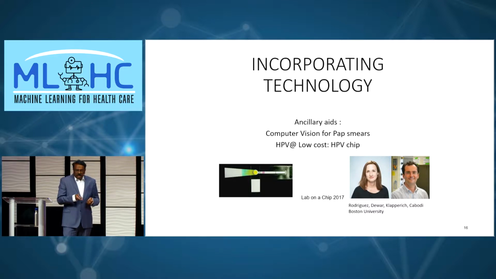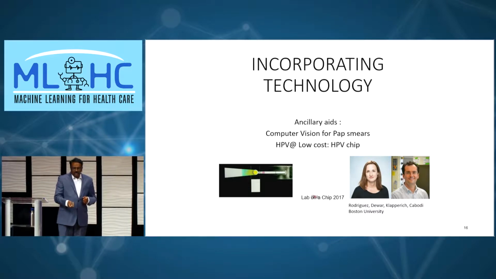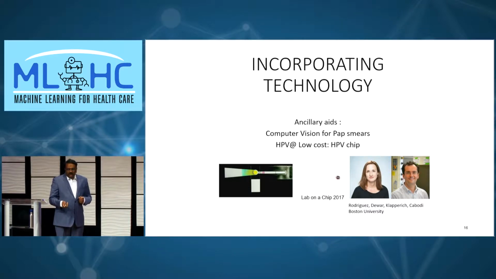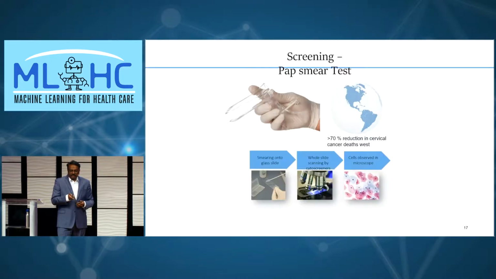By that time, I was really thinking that technology is the solution for the cervical cancer problem in India. Some of the things that we tried to do was have a paper-based chip, about a $2 paper-based chip, to identify HPV genotypes that are linked to high-risk cervical cancer. But that did not actually capture the entire problem. So the computer vision for pap smear became our big focus. So these are our collaborators from Boston University, Natalia Rodriguez, who's not here, Kathy Klaprish, Mario Cabodi, and a couple of graduate students. We actually developed a very nice paper-based chip for HPV genotyping.